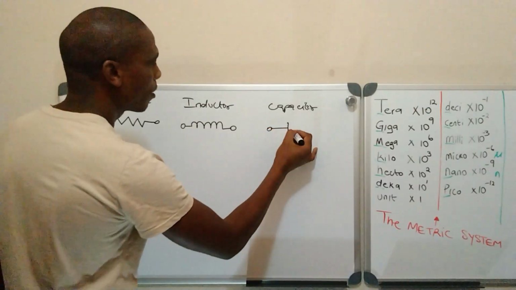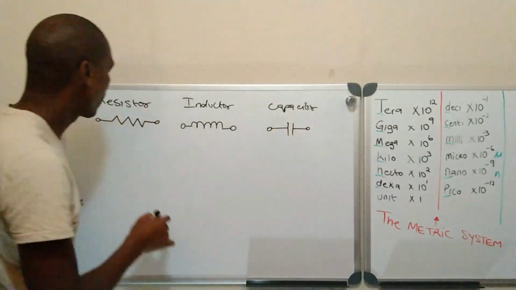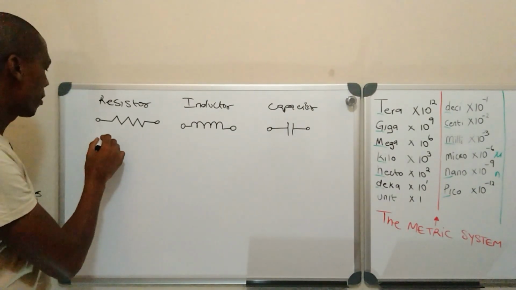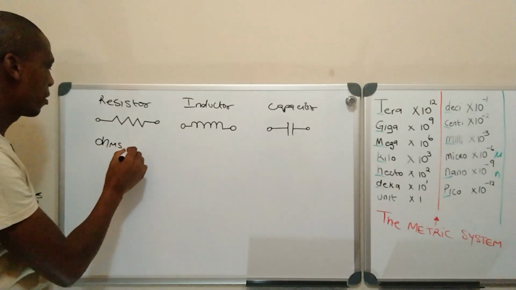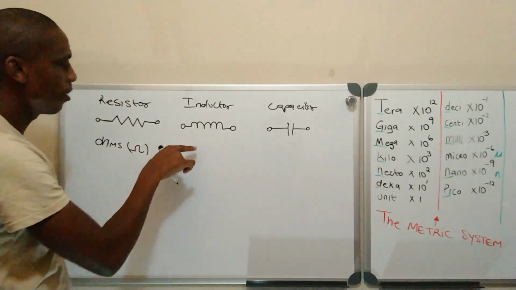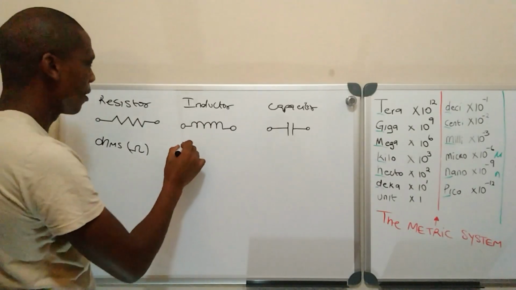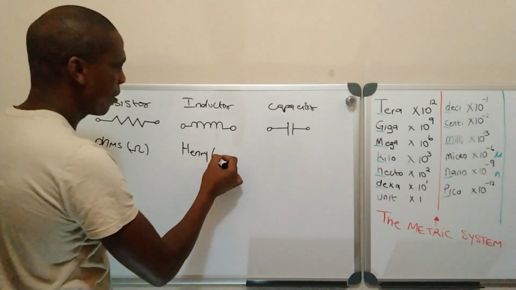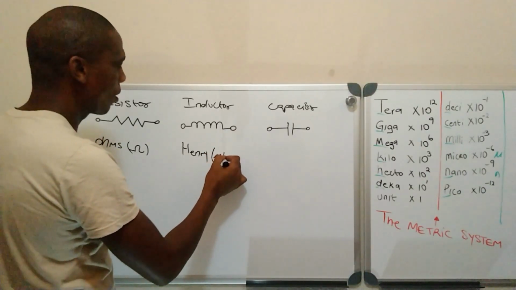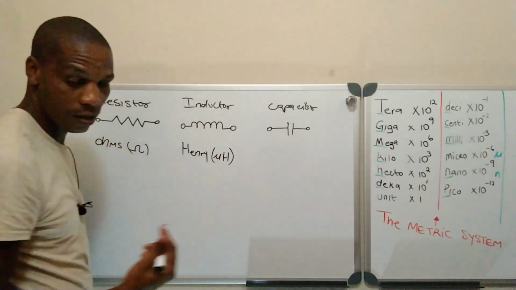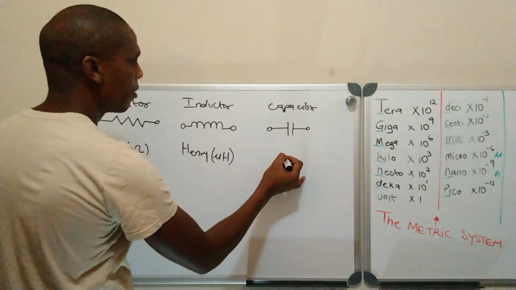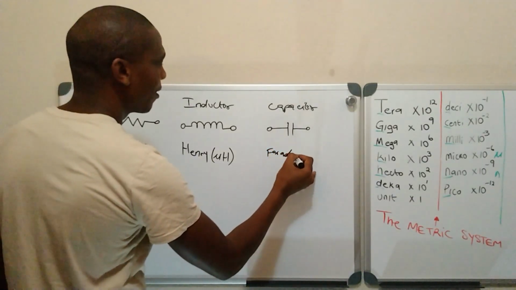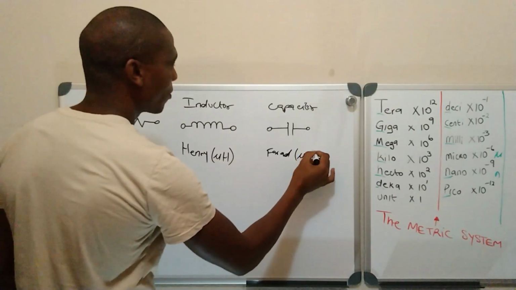This is the symbol of a capacitor. What is the unit for the resistor? Ohms. We write it like this. And then it looks something like this. The unit for the inductor? Henry. But normally you write them in microhenry or millihenry, as you saw on that meter. The unit for the capacitor? Farad. You're learning. Farad, but normally it comes in microfarad.